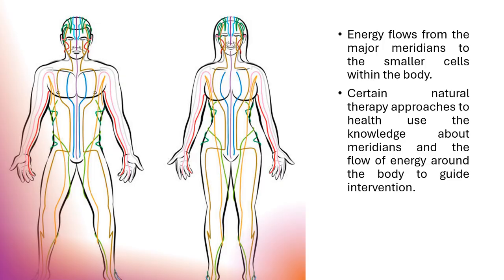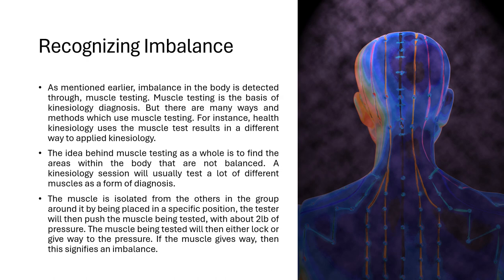Energy flows from the major meridians to the smaller cells within the body. Certain natural therapy approaches to health use the knowledge about meridians and the flow of energy around the body to guide intervention. So let's talk about recognizing imbalance. As we mentioned earlier, imbalance in the body is detected through muscle testing. Muscle testing is the basis of kinesiology diagnosis, but there are, of course, many ways and methods which use muscle testing. For instance, health kinesiology uses the muscle test results in a different way to applied kinesiology.